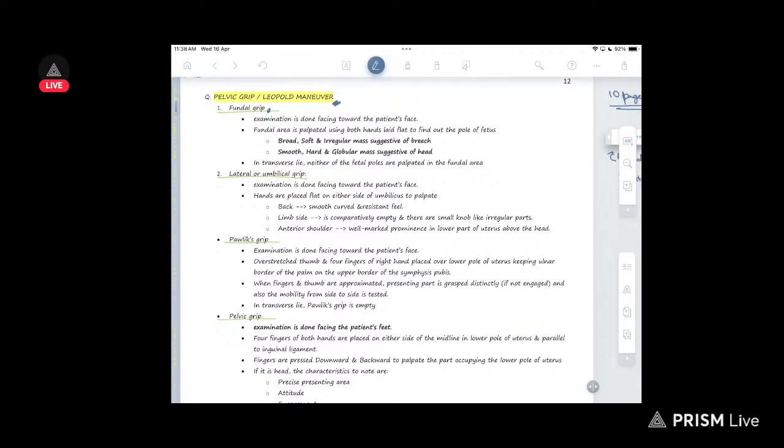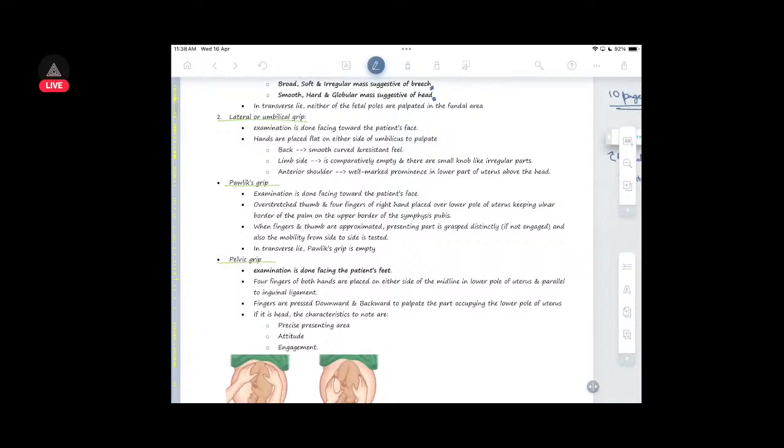Examination is done while facing the patient's face. A broad, soft, irregular mass is suggestive of breech; a smooth, hard and globular mass is suggestive of head. In transverse lie, neither of the fetal poles is palpated in the fundal area.